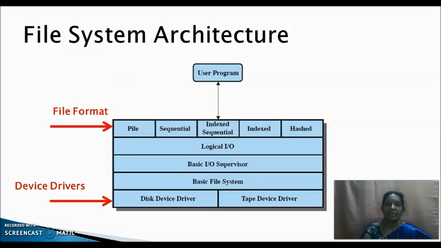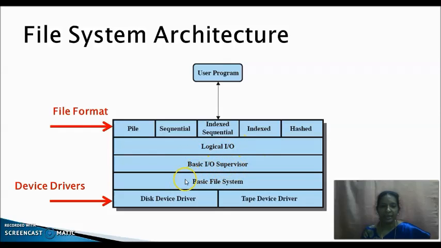Next, we are going to see file system architecture. That is how a user program communicates with the lower level hardware. We have 5 layers in this file system architecture. The first one is file format. This one contains file, sequential, indexed and hashed files.